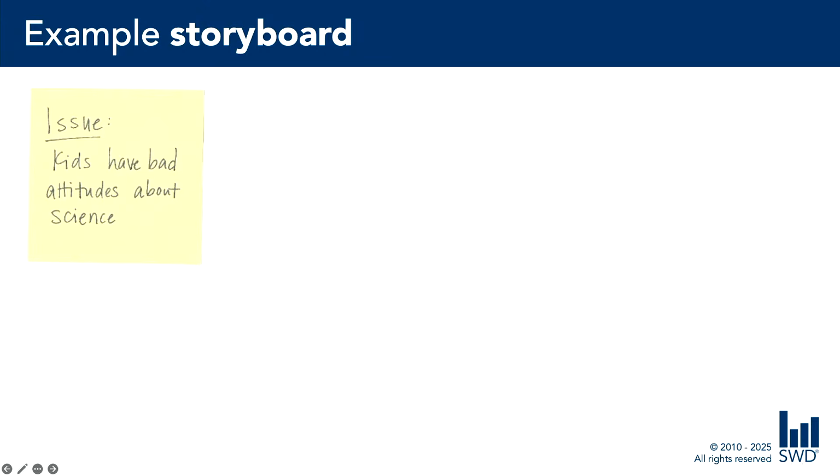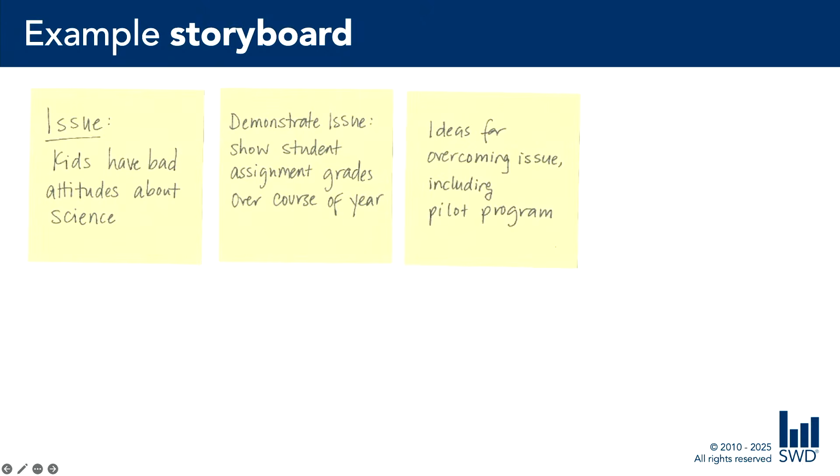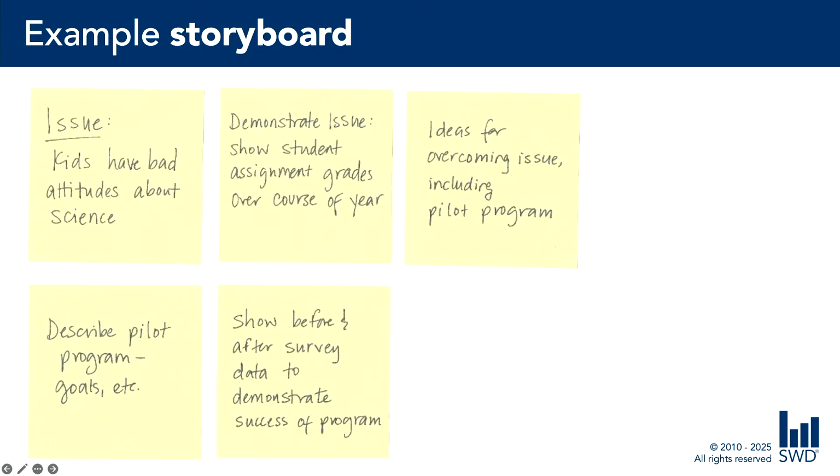You might start with the issue. Kids have a bad attitude about science. I might have some assignment grades over the course of the year that help demonstrate this. I could talk about the ideas we thought about for overcoming the issue, including the pilot program that we undertook. I can describe the pilot program, what our goals were, and so forth. I can use the survey data that I mentioned to show before and after, demonstrate success, and then I have my recommendation. Pilot was a success, let's expand it. Perhaps we need some budget to do that going forward.